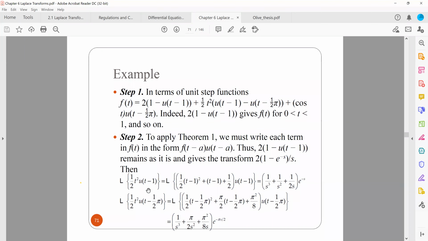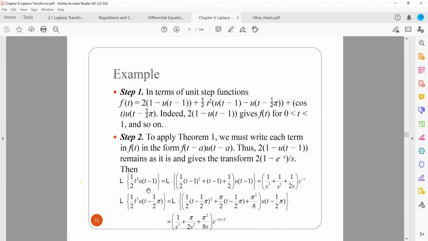So by writing f(t minus a) as g(t), if you equate the shifted f(t minus a) to some function g(t), then f(t) is going to equal g(t plus a). So you have a half t squared u(t minus 1), then our a in this case is equal to 1, and f(t) is equal to t squared.